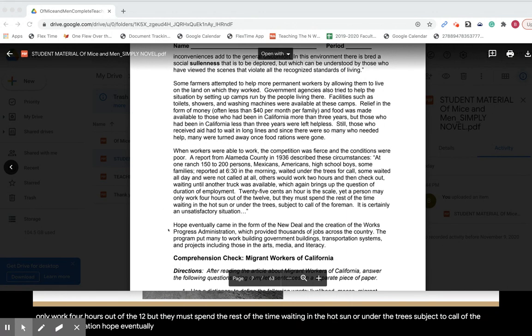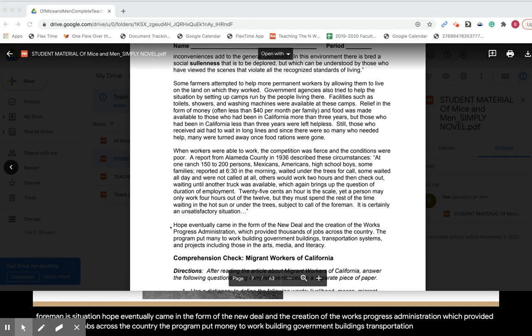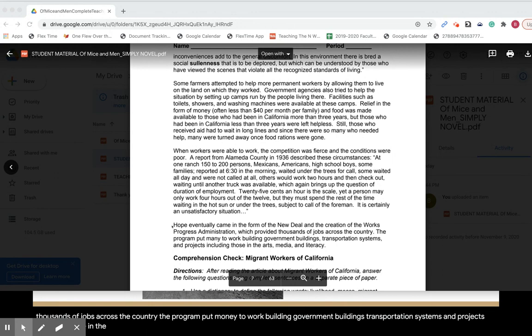Hope eventually came in the form of the New Deal and the creation of the Works Progress Administration, which provided thousands of jobs across the country. The program put many to work building government buildings, transportation systems, and projects, including those in the arts, media, and literacy.